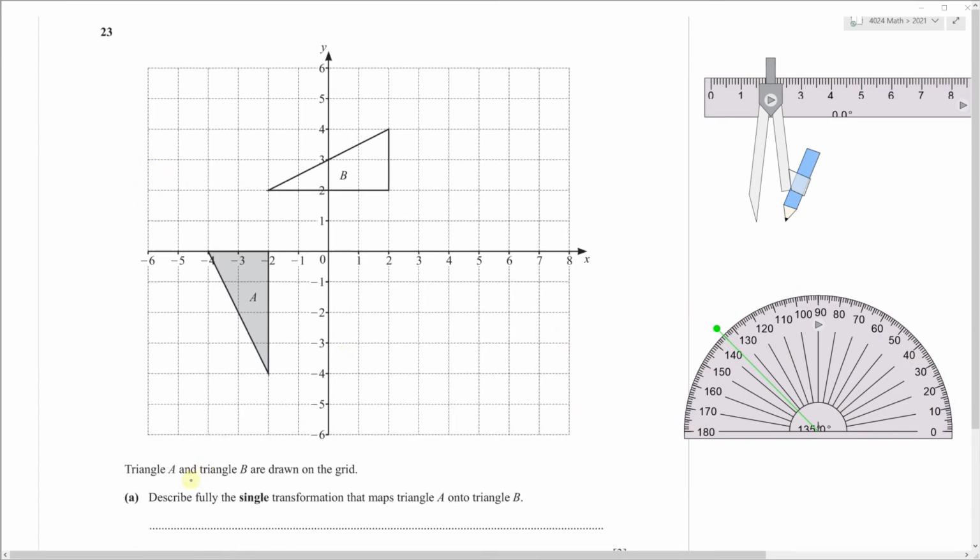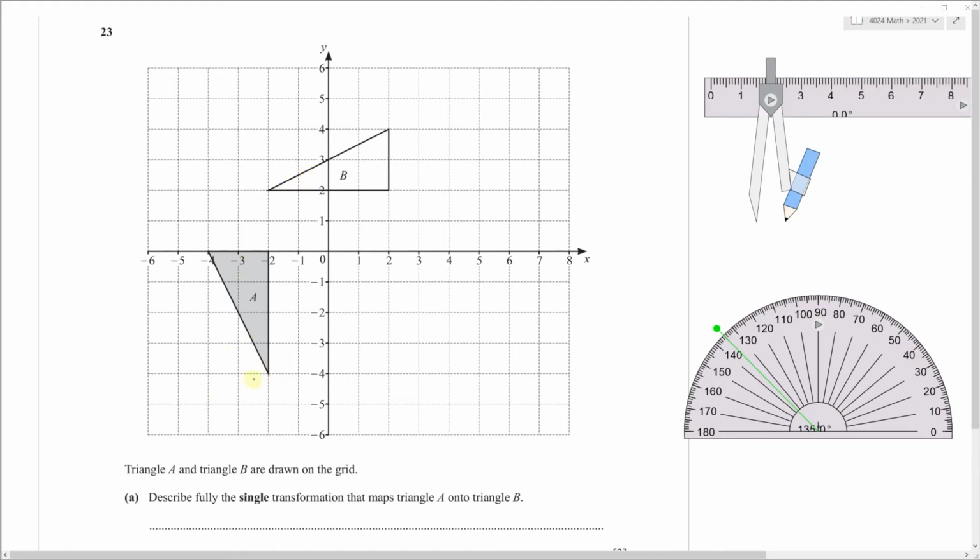So your question number 23 is triangle A and triangle B are drawn on the grid. Describe fully the single transformation that maps triangle A onto triangle B. So you're going from this object to this image.